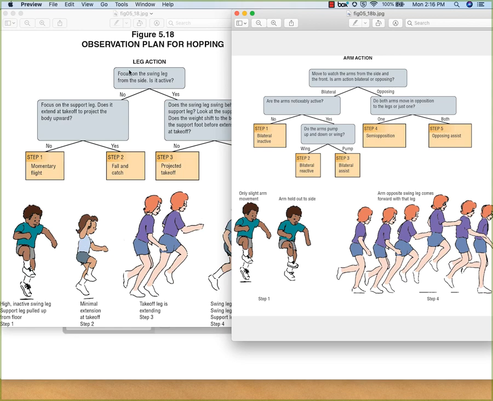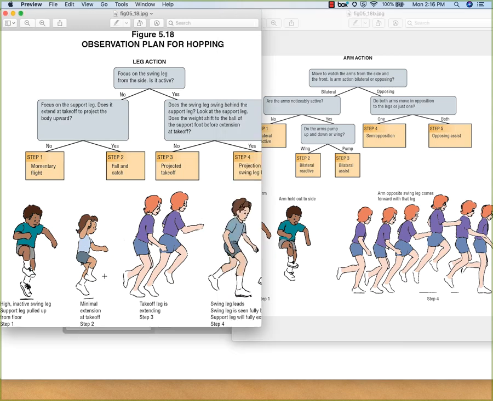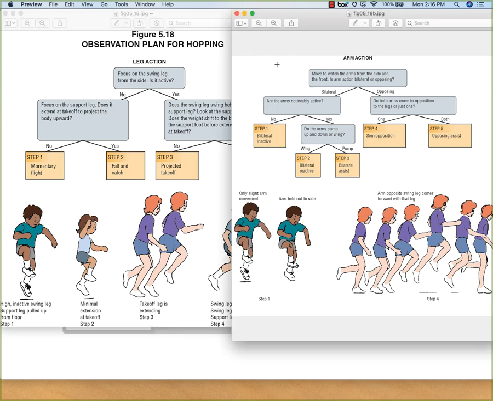The first part is the leg action, which is broken down into 4 steps. And it's a decision tree to help us evaluate what stage or step leg action is for each of the different hoppers. And then we have figure 5.18b, and this is the same decision tree for the arm action. So to help us understand if the arm action is in step 1, step 2, step 3, step 4, or step 5.